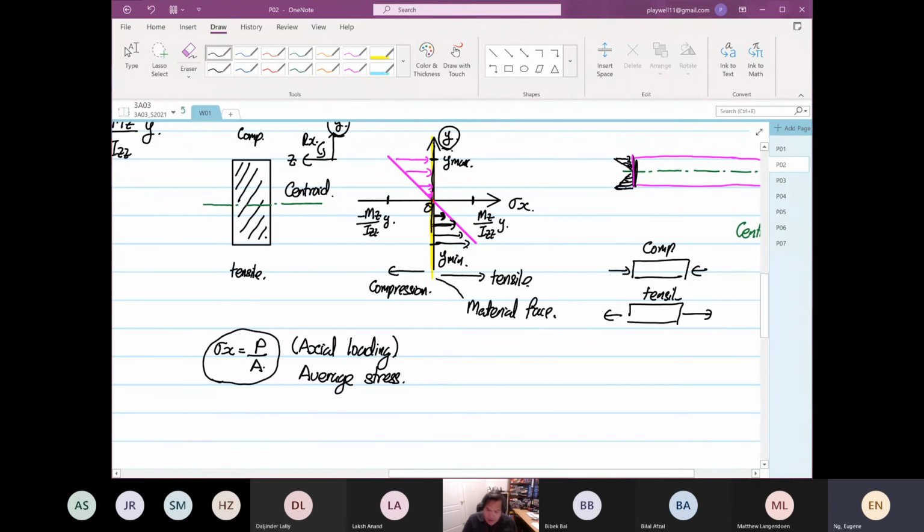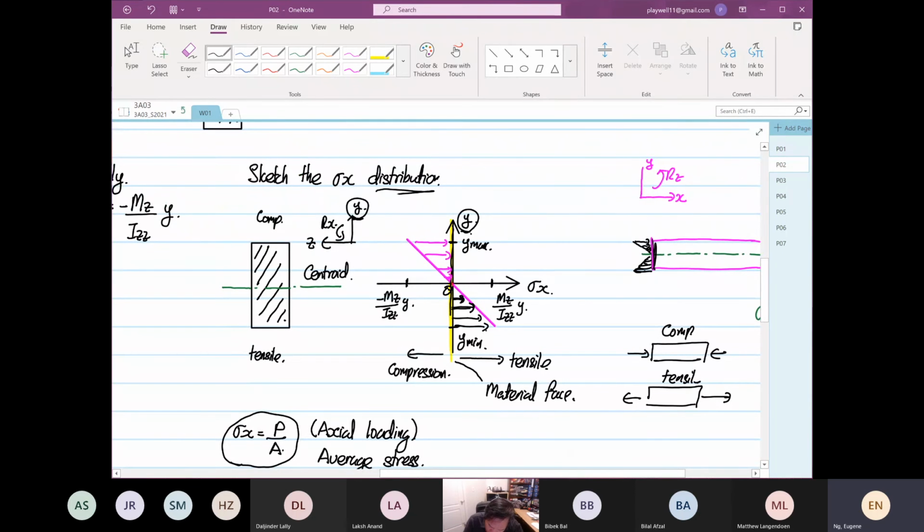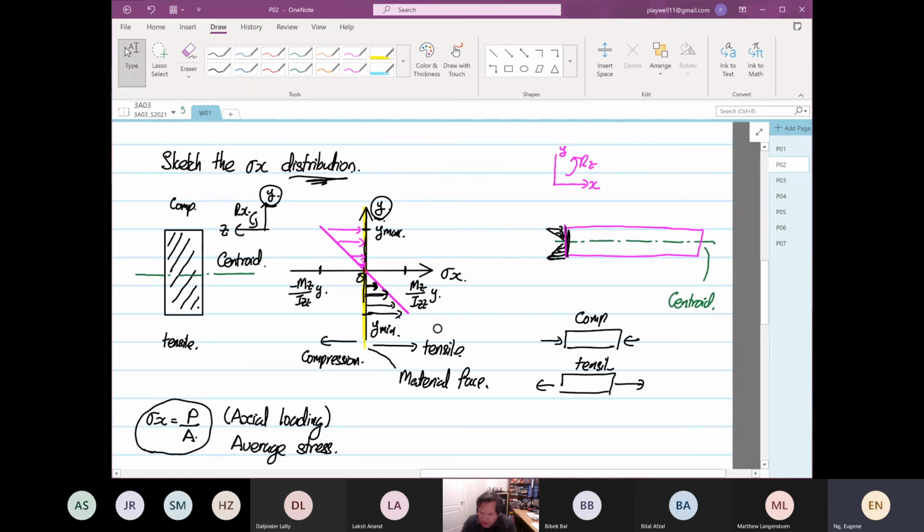Okay, is average stress. Now, what we are calculating now for bending moment is not the average stress. What we are calculating is the distribution. That's what I want you to know. We are calculating a distribution and not the average. Okay, are we clear? Any questions so far, please? Anyone? No? Okay.